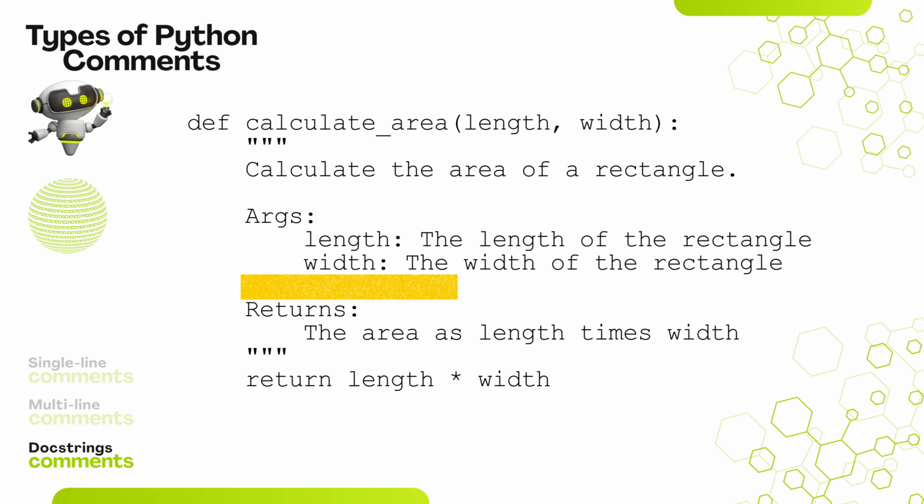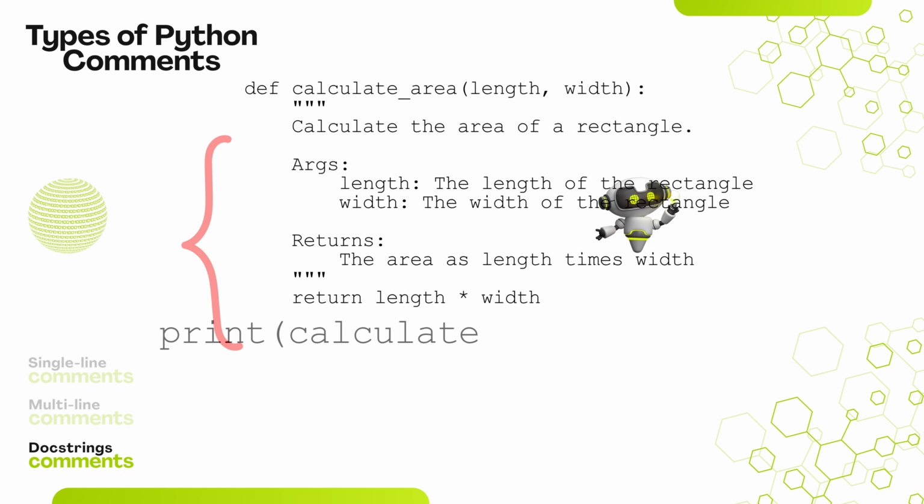After another blank line, we have a returns section that explains what the function gives back. Finally, the actual function code appears on the last line, where we return the product of length and width. Notice how the docstring comes before any executable code in the function. This positioning is what makes it a docstring rather than just a random string.